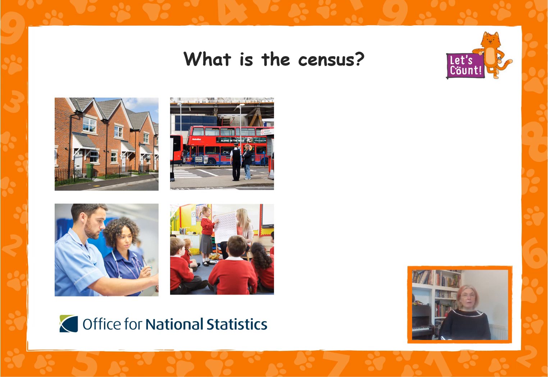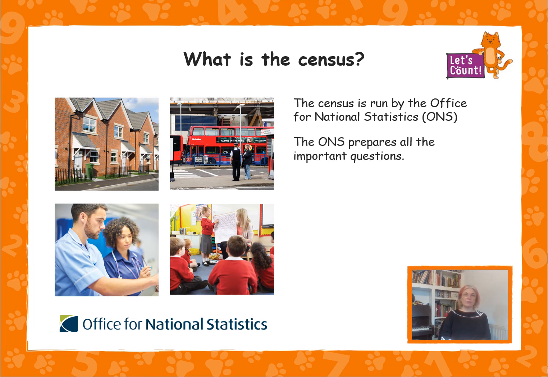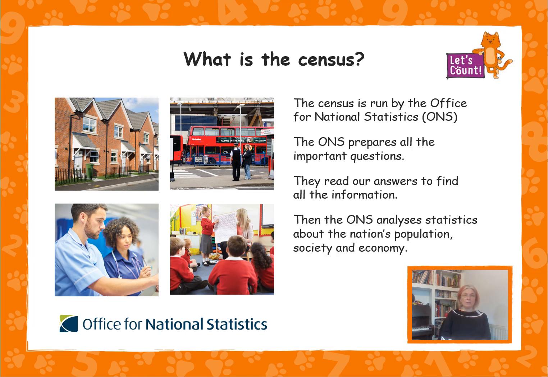The census is run by the Office for National Statistics. They work really hard to prepare the questions that go into the census questionnaire for all households in England and Wales to answer. They record all the answers, and then they use the information to create graphs and charts, analysing the information, looking at it in detail to find out about our population and how our society is changing. Their job is vital. So what happens to this information after the Office for National Statistics has analysed it?